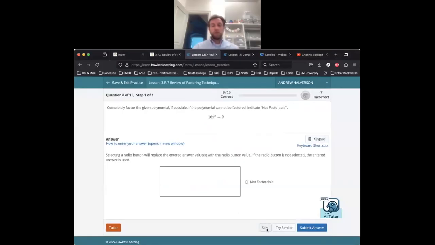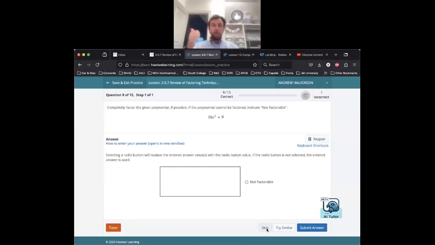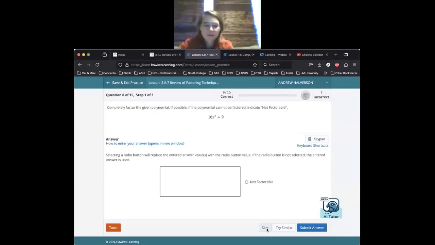This is the next one. Let's see. All right, how about this one? Factorable, yes or no? And if it can be factored, what is it? How many terms? 2. So what method should you be thinking with 2 terms? A GCF or difference of two squares.